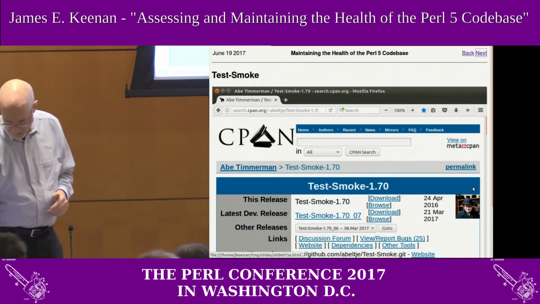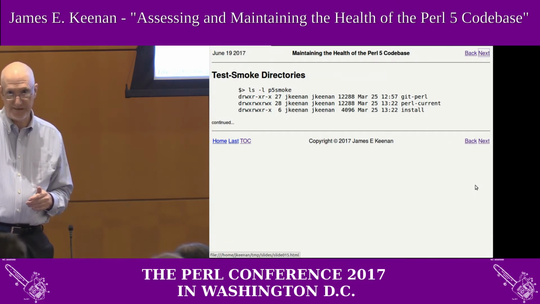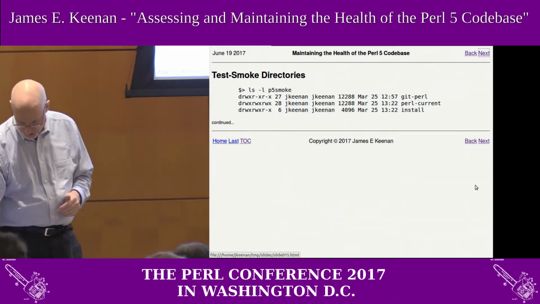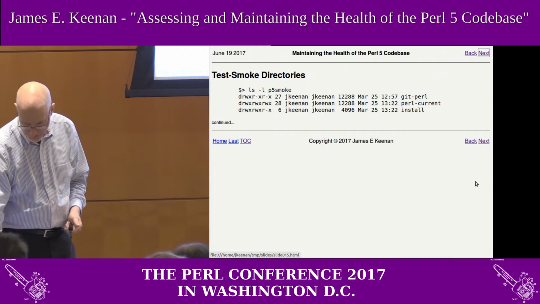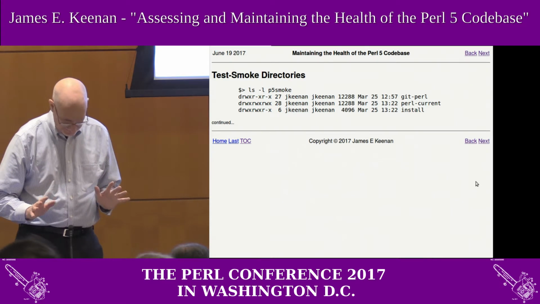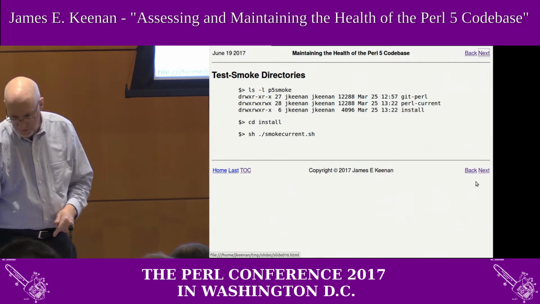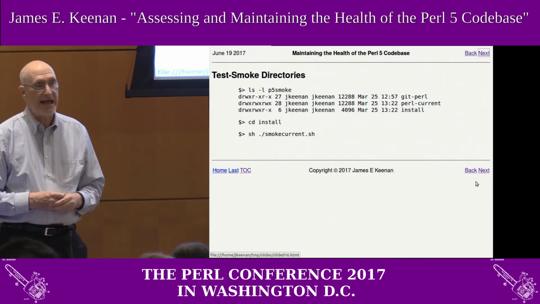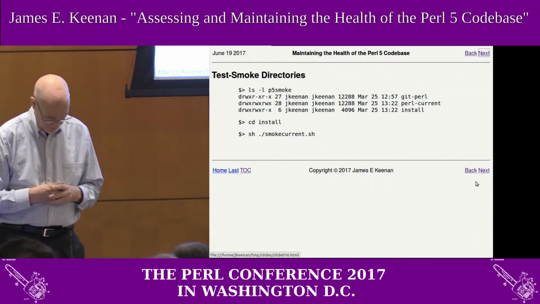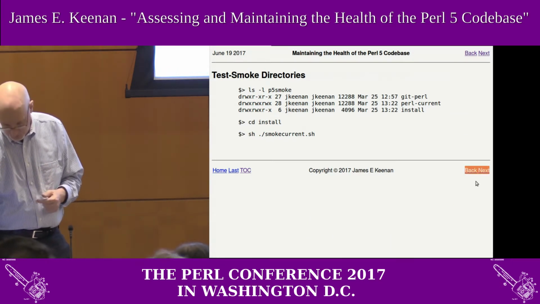When you install Test::Smoke on your machine, you get 3 directories: git-perl, perl-current, and install. Now, all the interesting stuff takes place in the install directory: the configurations, variables, the actual run programs, and so forth. I won't go into the details of that, but suffice it to say that to kick off, once you've got this installed, all you need to do is run a shell script called smokecurrent.sh, and it will trigger a smoke test run. You can kick off one of these smoke tests manually. That's what I usually do.